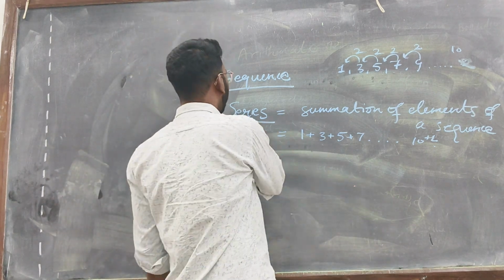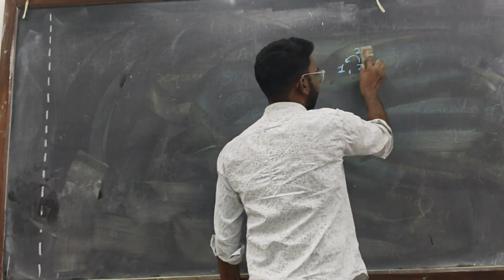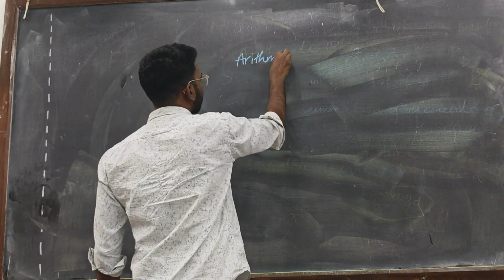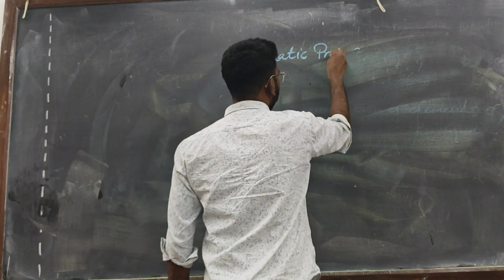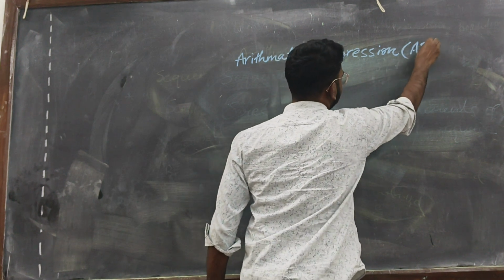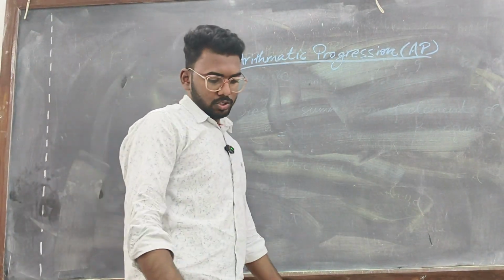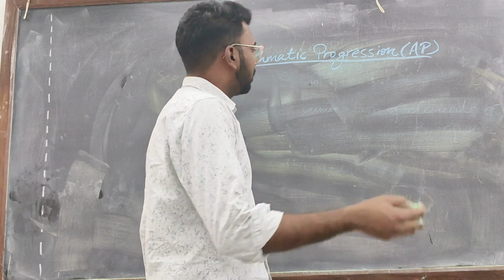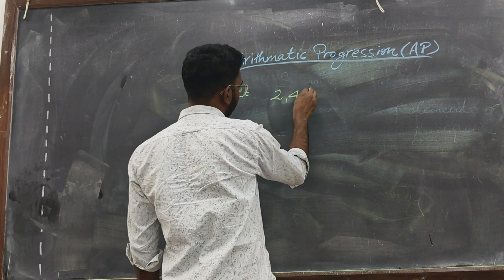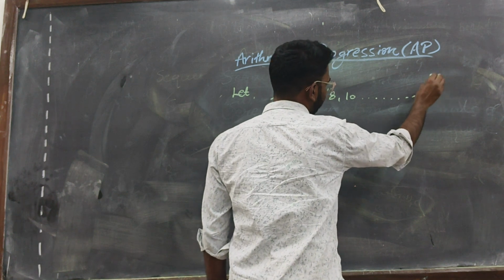So we will see now what is an arithmetic sequence or arithmetic progression or arithmetic series. We also call arithmetic progression AP in short form. Like in an exam, you will see AP written, just AP. So what is an AP? Let me take an example. Let's take a sequence 2, 4, 6, 8, 10, and this continues up to an infinite number of terms.